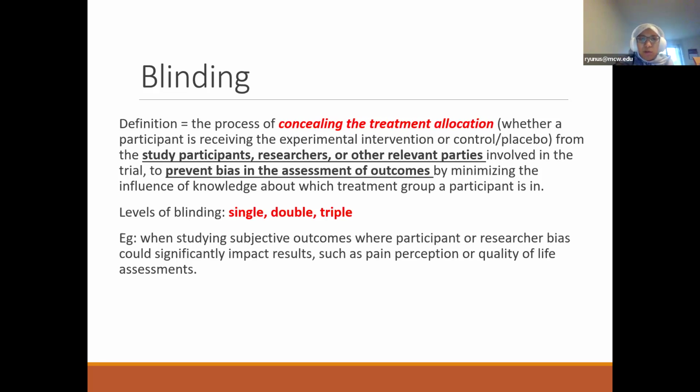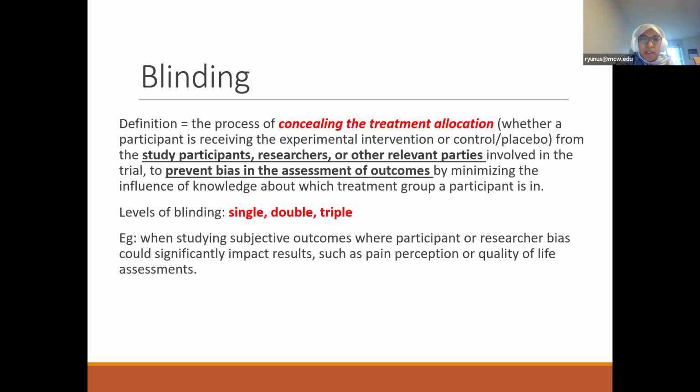So blinding is the process of concealing the treatment allocation. Okay. So what is treatment allocation? It is whether a participant is receiving the experimental intervention or the control. In other words, a placebo, right? When you do an RCT, the control group either does not get anything, or they might get a placebo, which means some sort of drug or treatment that might appear like the actual medication or drug, but it's actually not, right? Or sometimes they're just given the standard treatment.